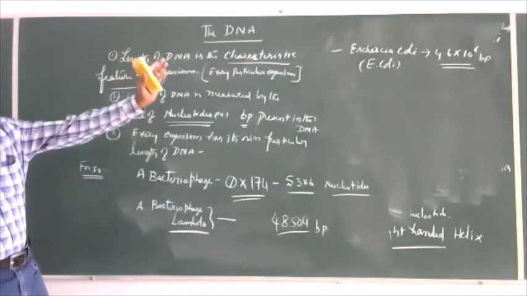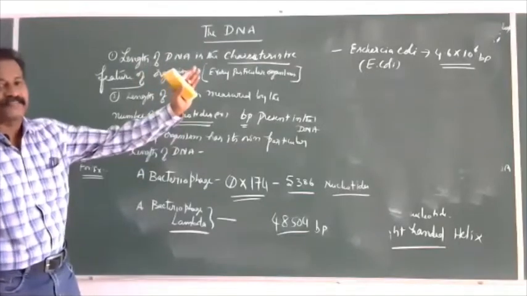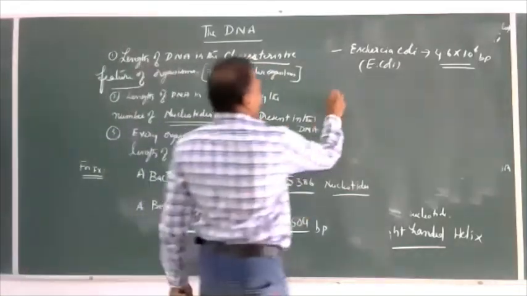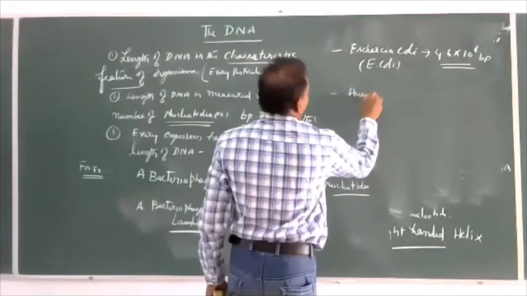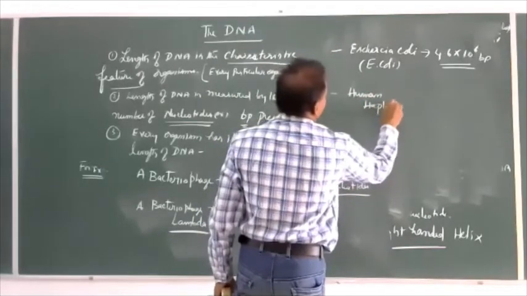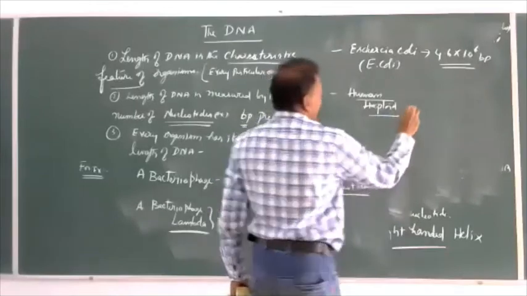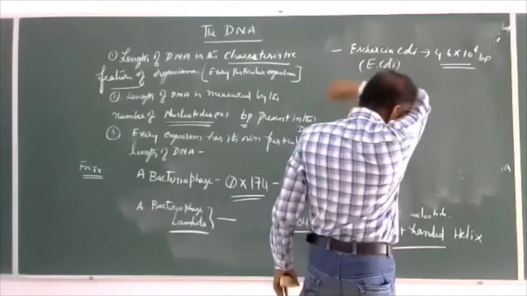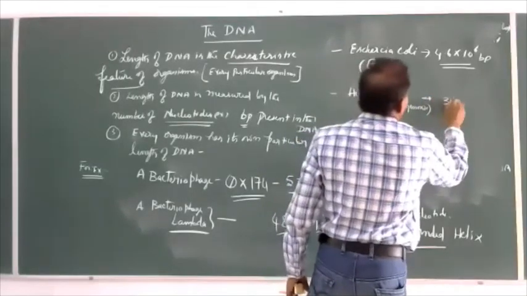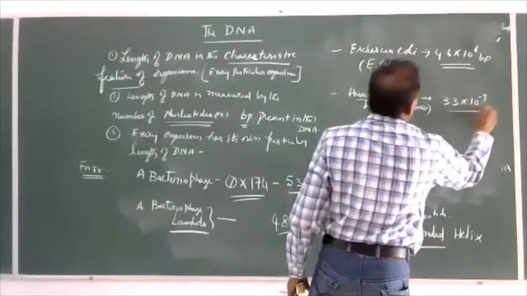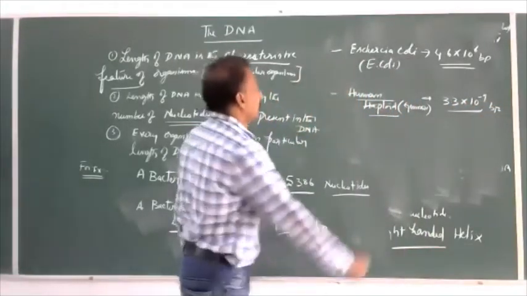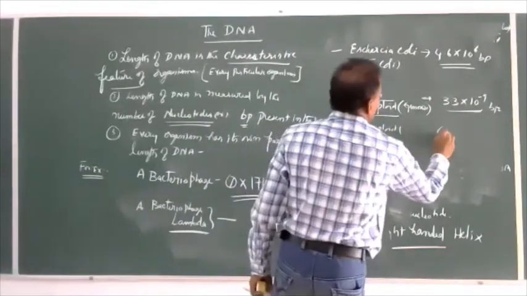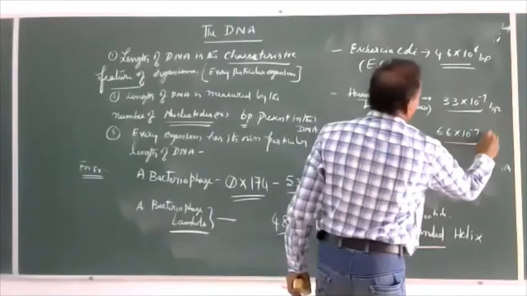So it is the characteristic feature of E. coli. If you get the number 4.6 x 10^6, it means the DNA present in Escherichia coli. Human being, human haploid genome, haploid means one genome, is 3.3 x 10^9 base pairs. And human being diploid, two sets of chromosomes, is 6.6 x 10^9.